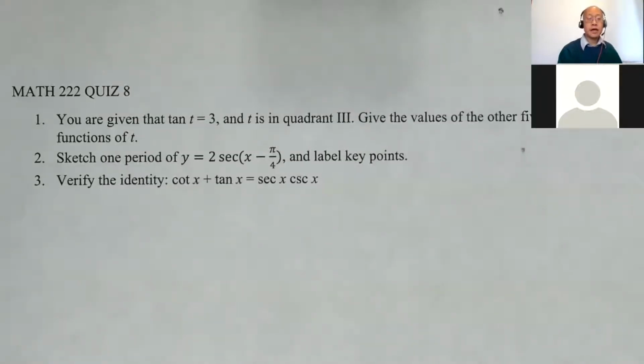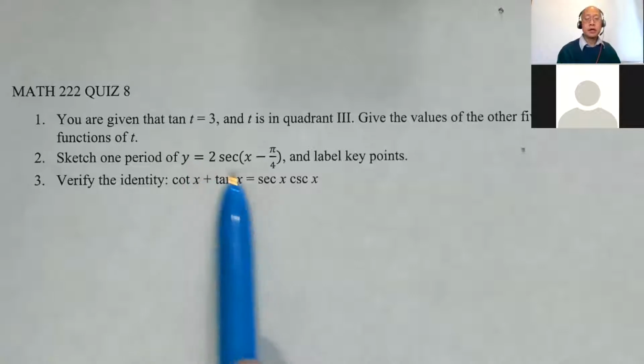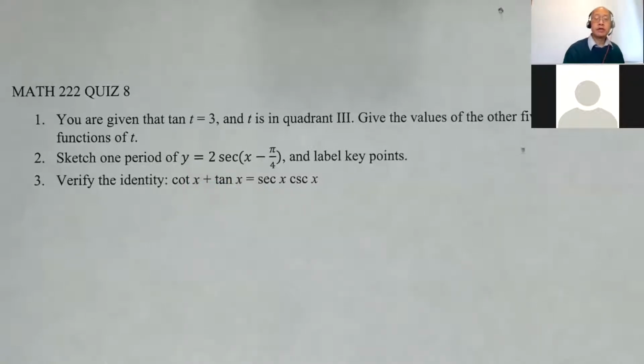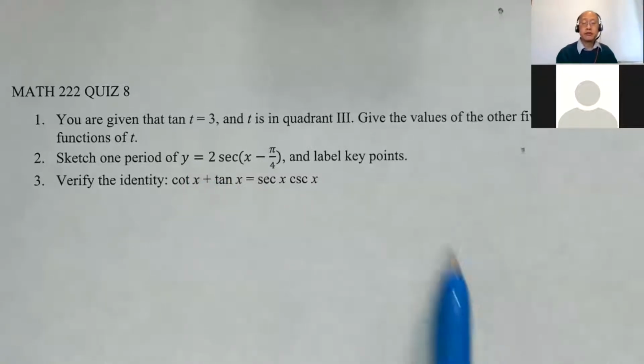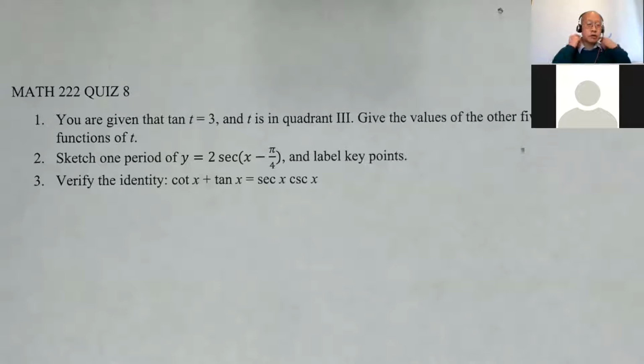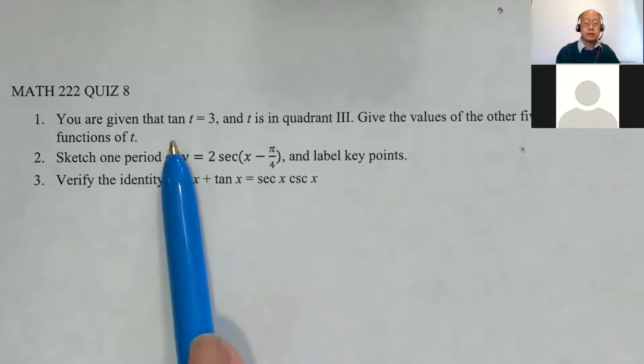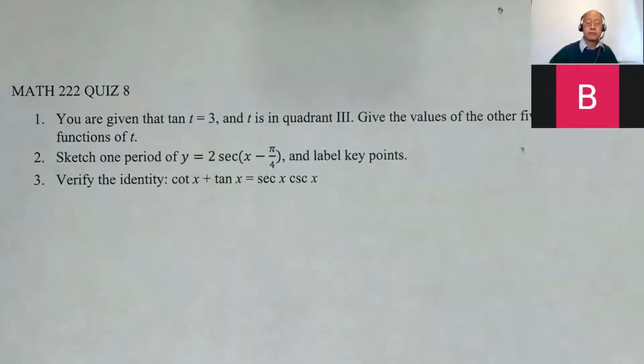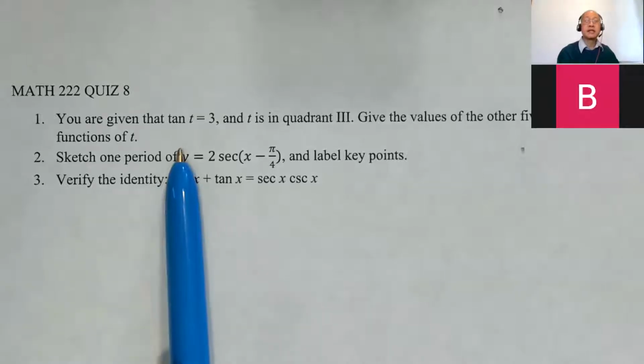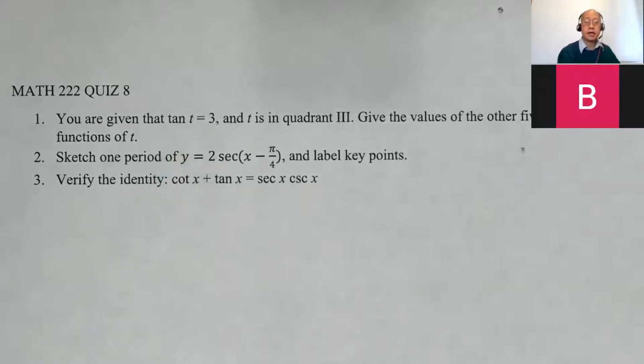Okay, you're given that the tangent of t is 3, and t is in quadrant 3. So based on that information, give the values of the other 5 trig functions of t. Okay, I'll give you some advice. There's an identity for tangent, one of the Pythagorean identities. Based on the tangent, you can get the secant, right? There's an identity, 1 plus tangent squared t equals secant squared t.